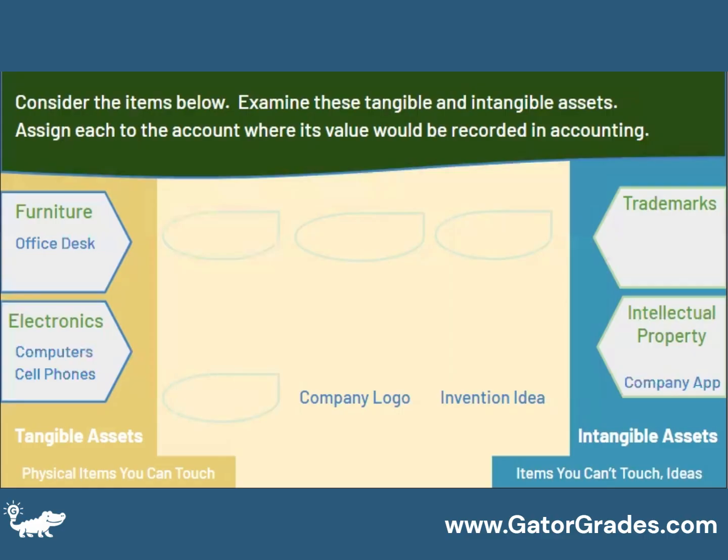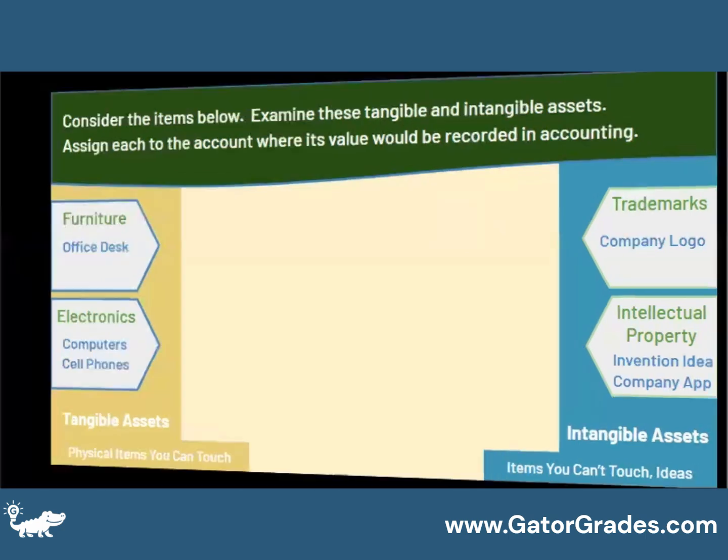In which account would you record the value of the company logo? The company logo is a trademarked item that helps customers visually recognize the business and allows it to stand out from its competitors. The logo is recorded in the trademarks account. Our last item is an invention idea. Is an invention idea tangible or intangible? An idea is intangible, and an idea has the potential to become intellectual property for a business.